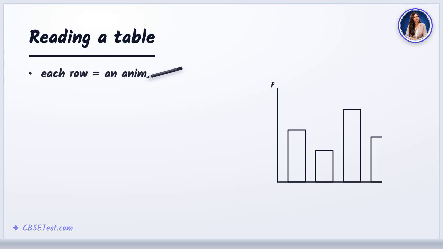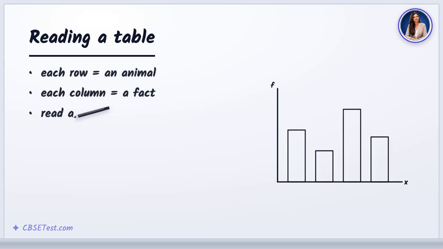A table organizes information in rows and columns. Each row might be an animal, and each column a fact, like its count. Read across to find the value you need.